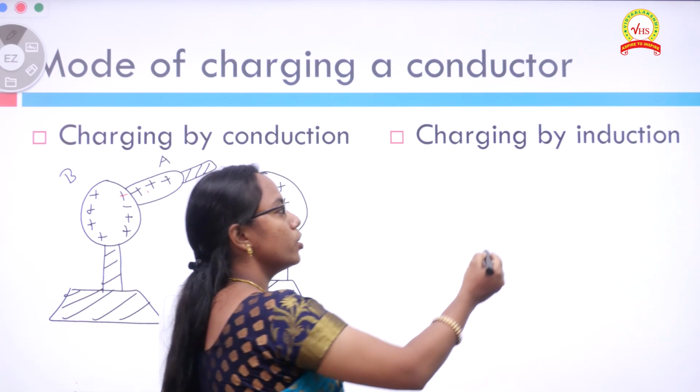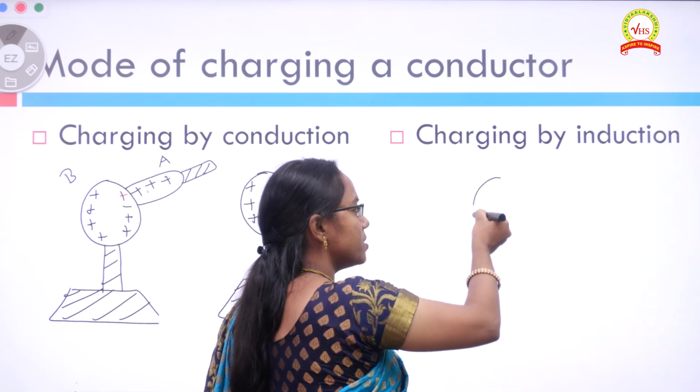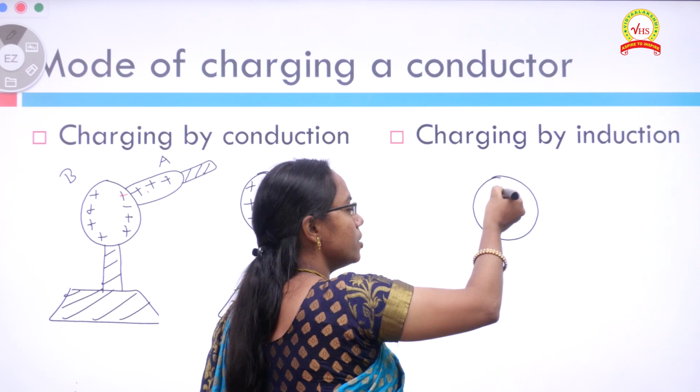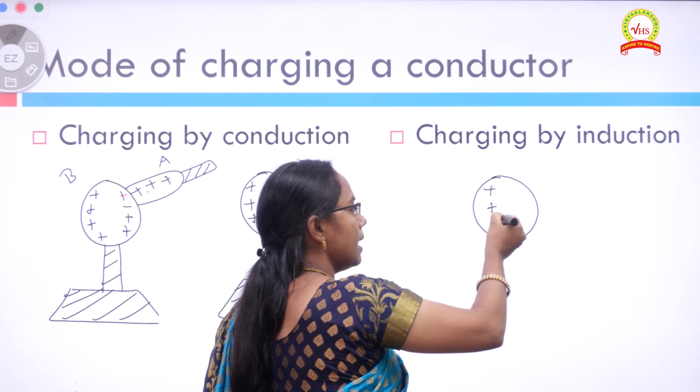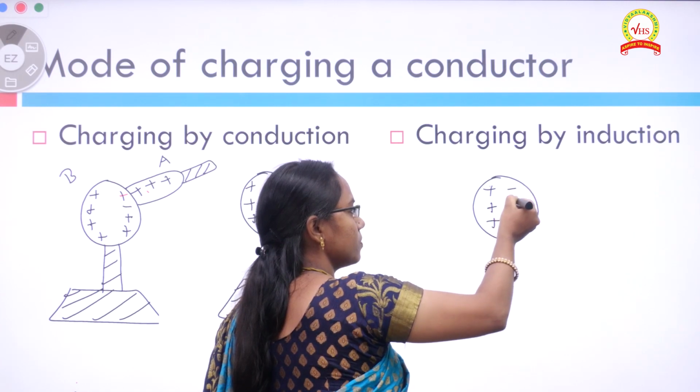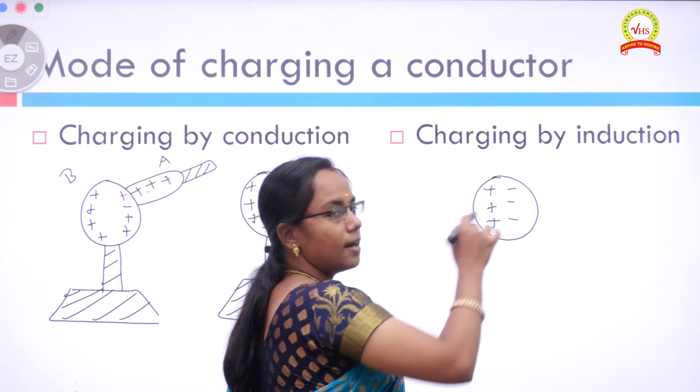So once again, we are going to take a neutral object. As I said, a neutral object will possess both positive charge and negative charge in it. Okay, so this is how it looks.